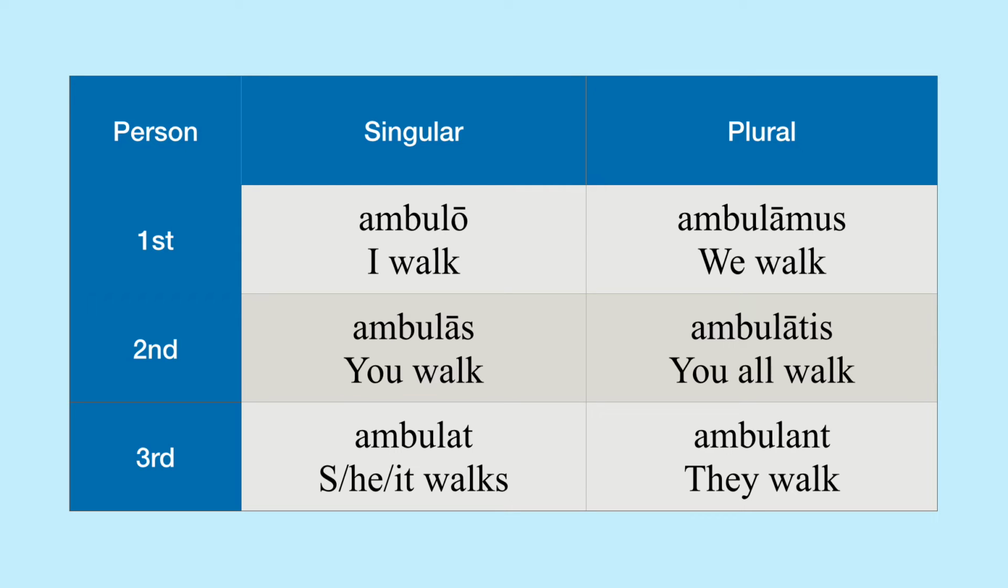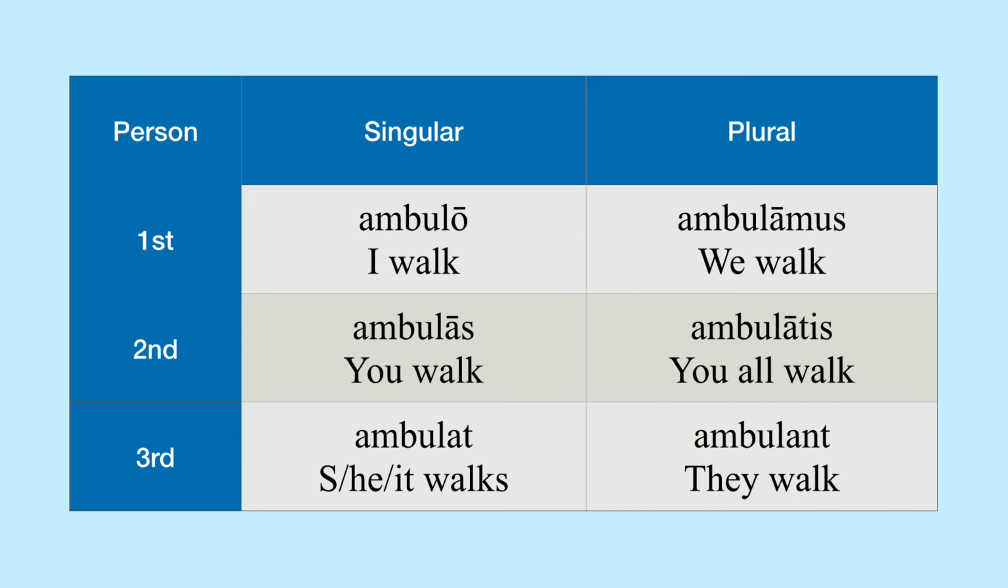So let's conjugate. Here we will take the verb to walk, ambulo, ambulare, ambulavi, ambulatus, and to conjugate it in the present active indicative, we'll take our stem, ambul, A-M-B-U-L, and we will add our endings. Ambulo, I walk. Ambulas, you walk. Ambulat, she, he, it walks. Ambulamus, we walk. Ambulatis, you all walk. Ambulant, they walk. We could also translate this, I am walking, you are walking, she, he, it is walking, we are walking, y'all are walking, they are walking.